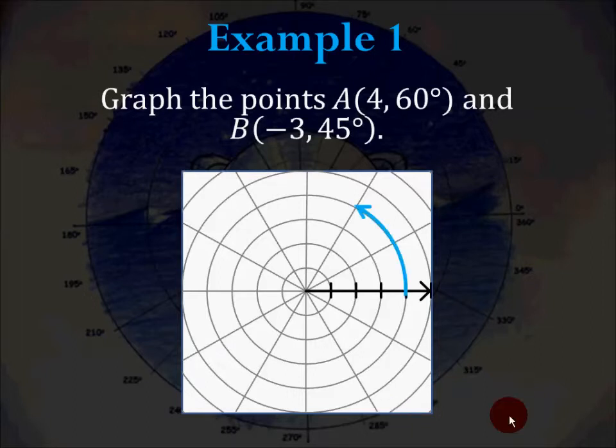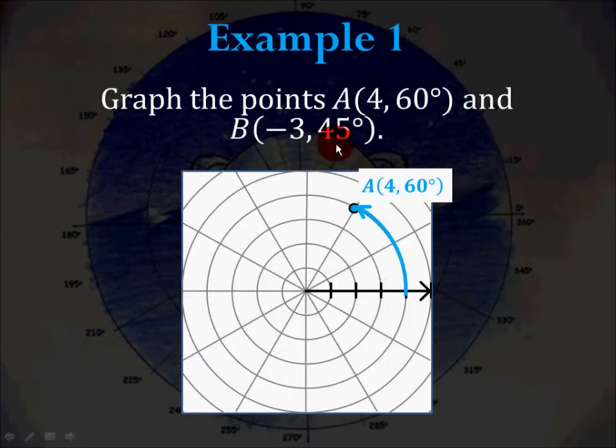Let's graph point A first. We go 60 degrees. So notice this graph is actually broken down into 30 degree increments. So two of these little axes, or these radial spokes, are 30 degrees. So this is 60 degrees. We are picking the fourth circle from the center, and we put a point there. That is point A, (4, 60).